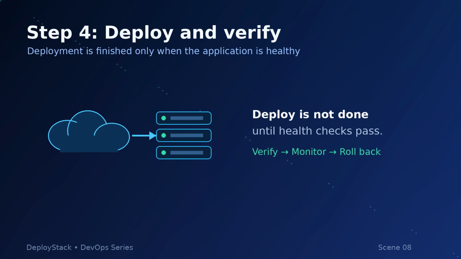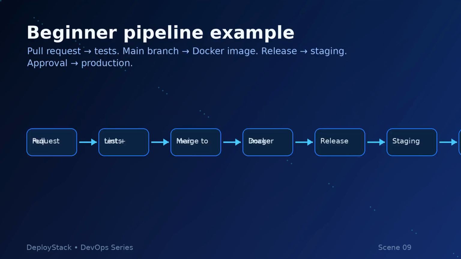Step 7 is packaging. Once the code passes checks, it needs to be packaged into something deployable. For many teams today, that means building a Docker image. A Docker image contains the application, its runtime, and the instructions needed to run it consistently across environments. The pipeline builds the image, gives it a version tag, and pushes it to a container registry. That registry could be Docker Hub, GitHub Container Registry, Amazon ECR, Google Artifact Registry, Azure Container Registry, or another option.